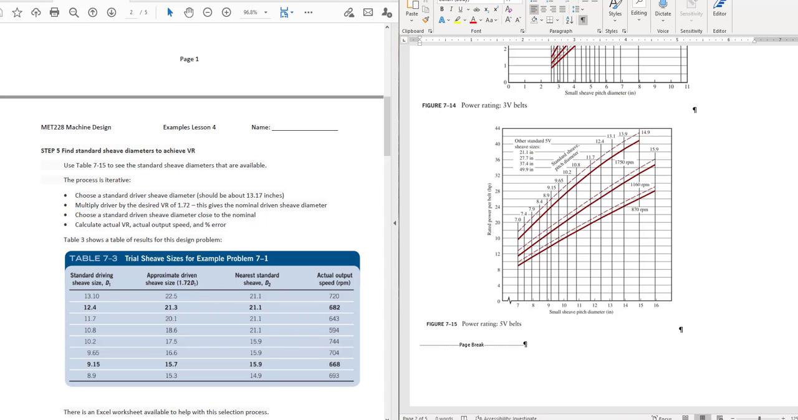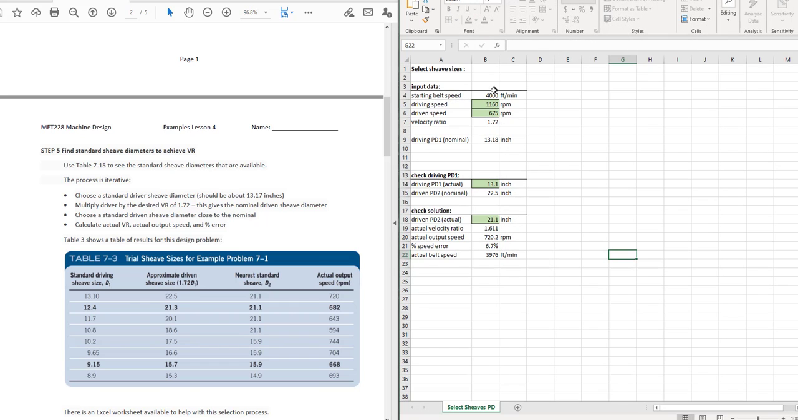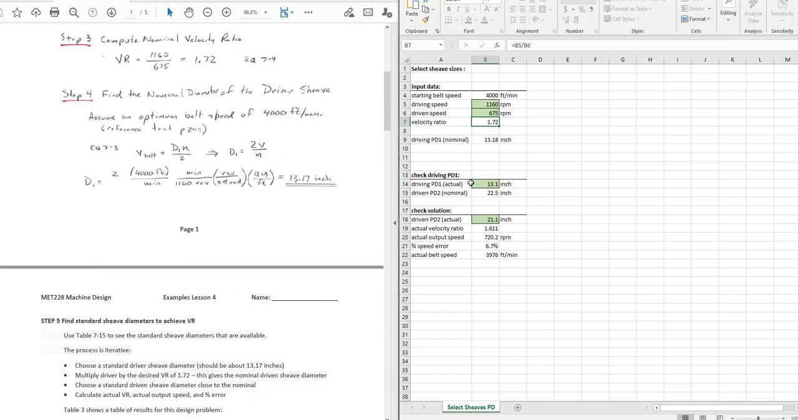Okay, so let's take a look at the spreadsheet. The spreadsheet's protected. We started with this 4,000 feet per minute belt speed. And then we're given our input speed of 1160 and output speed of 675. There's our velocity ratio. That was calculated back up in one of the previous steps. The velocity ratio was actually calculated in step 3, but here we got it again. And then here's the 13.18. This is what we calculated in step 4.